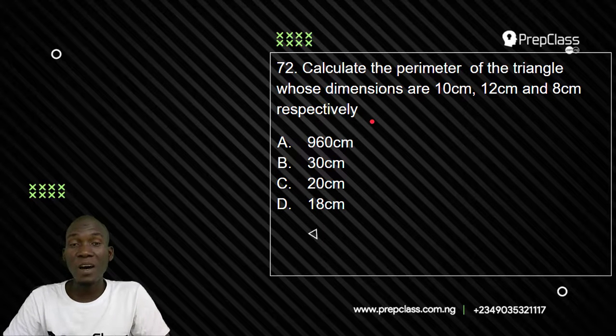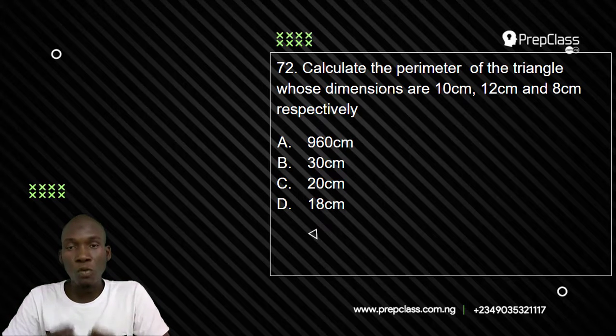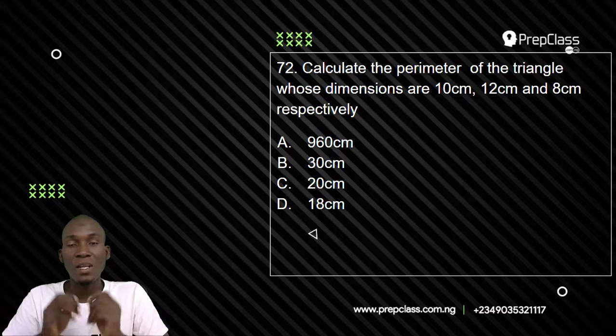Calculate the perimeter of the triangle whose dimensions are 10 centimeter, 12 centimeter, and 8 centimeter respectively. A. 960 centimeter, B. 30 centimeter, C. 20 centimeter, D. 18 centimeter. Now we have to calculate the perimeter of the triangle whose dimensions are 10 centimeter, 12 centimeter, and 8 centimeter respectively. So it means we have to find perimeter.